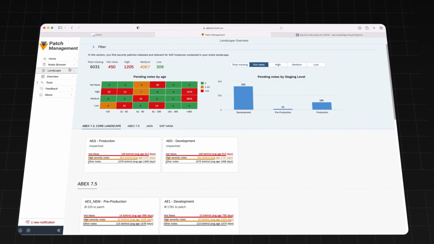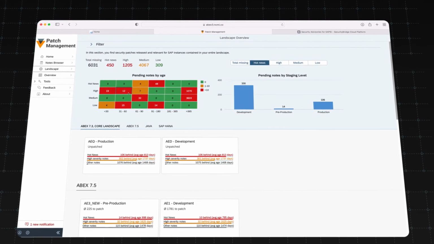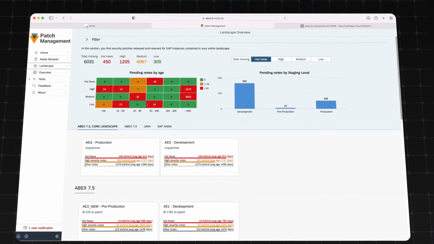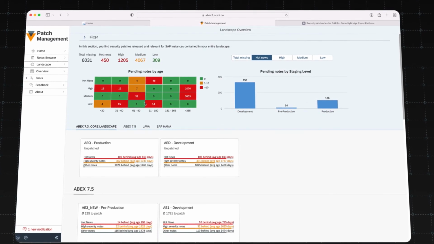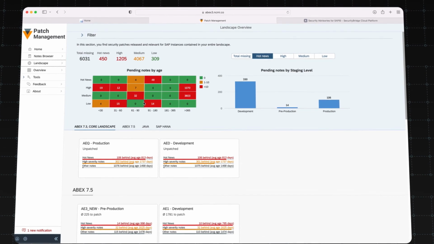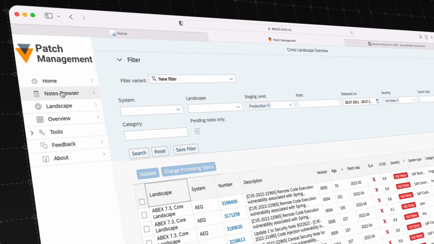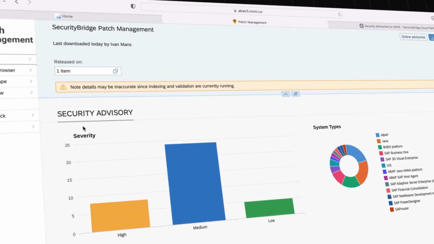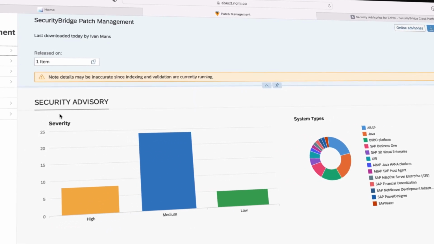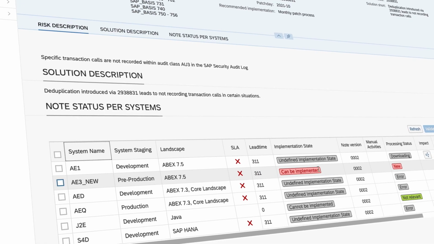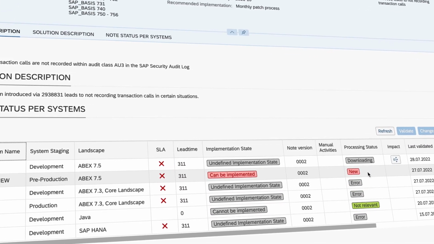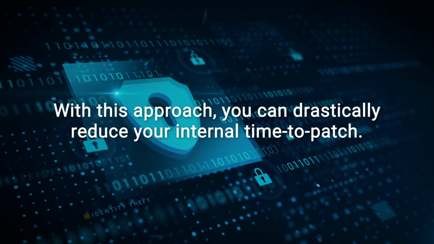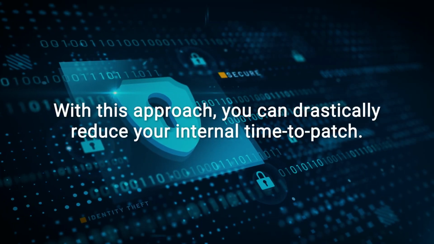SecurityBridge Patch Management identifies missing security updates automatically and actively informs the responsible employees. Unlike other solutions, SecurityBridge shines with accuracy and avoids false positives. All security notes are enriched with additional information that helps you prioritize them in the most efficient and impactful way possible. The built-in 360-degree view also enables you to determine which systems in your landscape need a patch. With this approach, you can drastically reduce your internal time to patch.